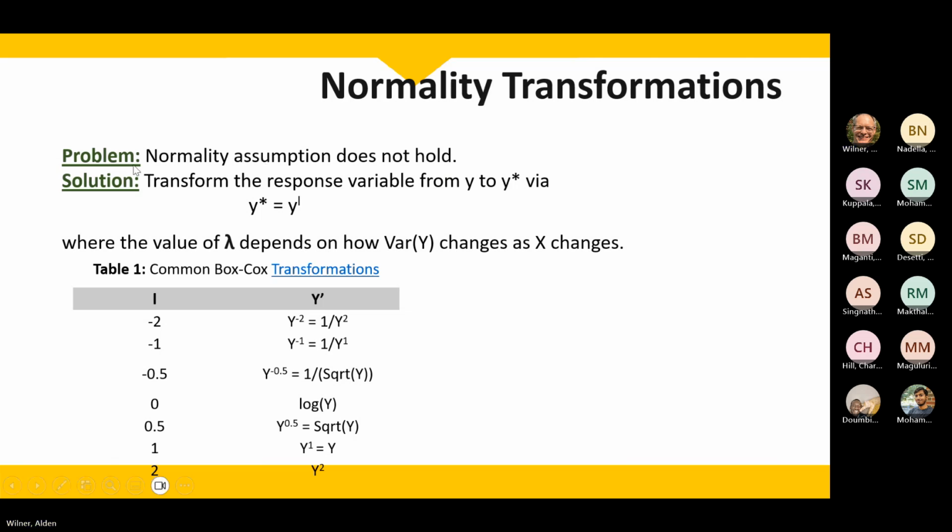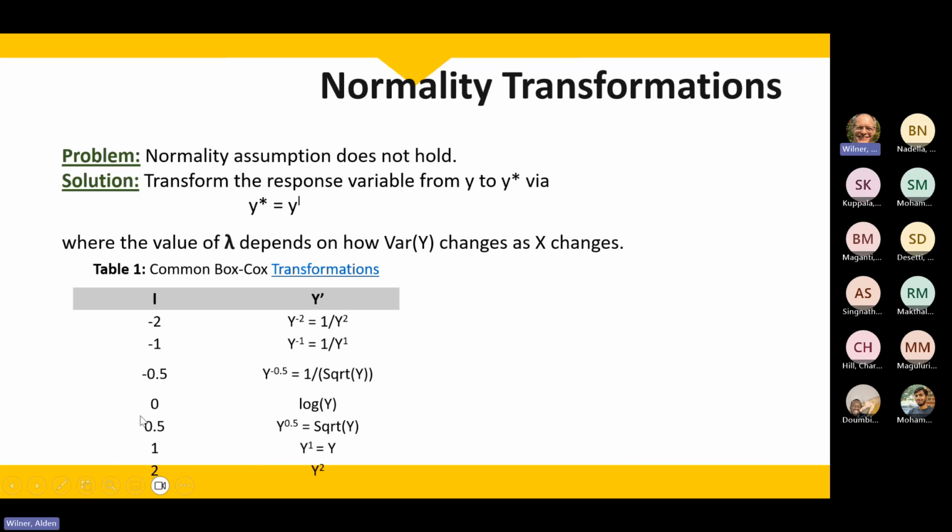So for normality, the assumption does not hold. We go ahead and do some transformation. We take y to some power, lambda. And these are the common Box-Cox transformations. So if we say lambda equals 2, we're saying y squared, quadratic.